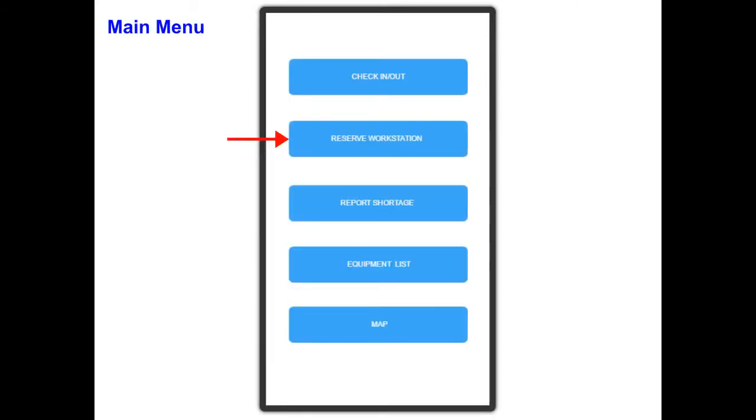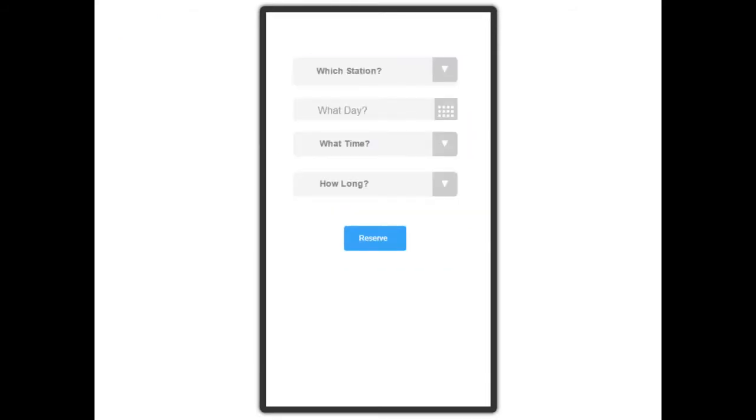Back to the main menu, the second option is to reserve a workstation. The user will have to input information about the workstation that he or she wants to reserve, first of which is the workstation number. Next is the day that the workstation will be reserved, the time, and the duration. And then the user will click reserve.